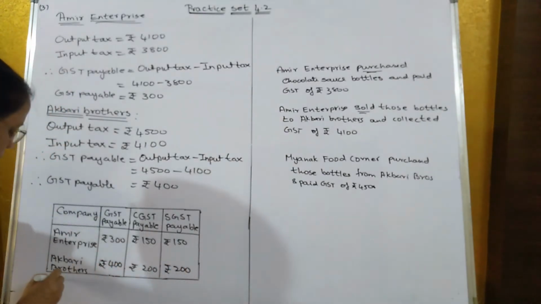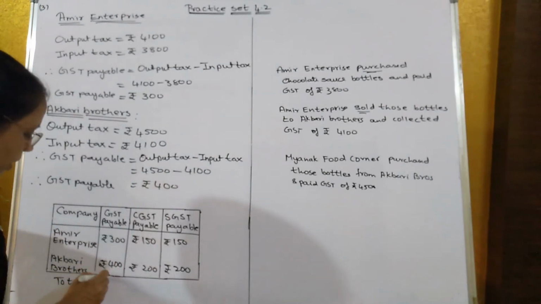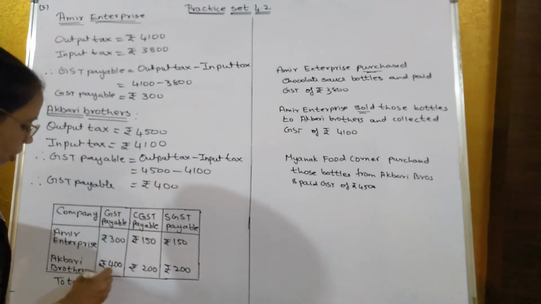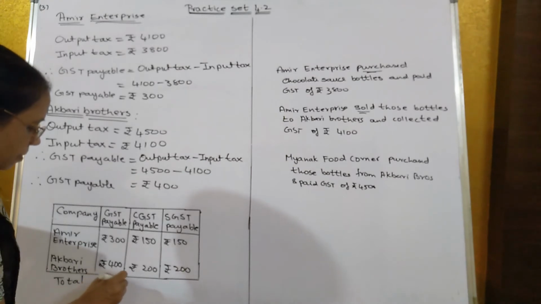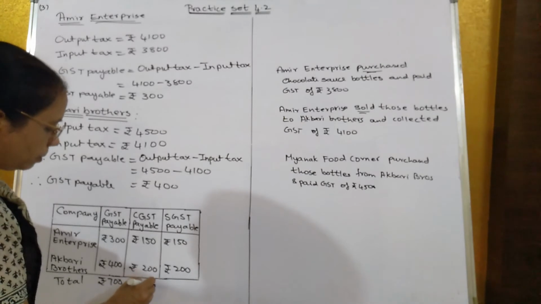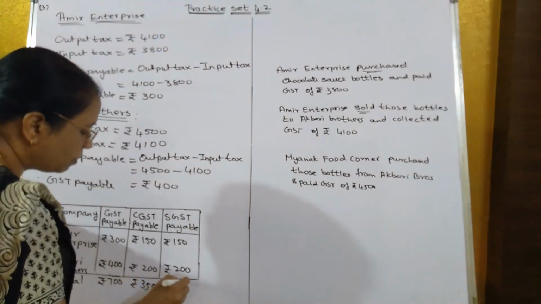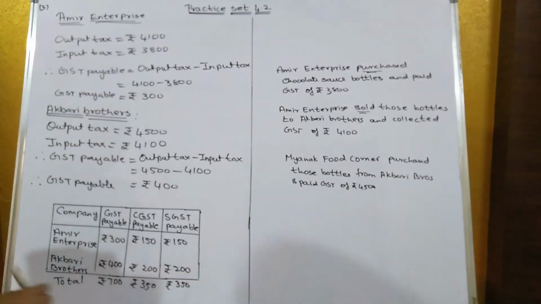So what will be the total? Total of this will be equal to how much? GST payable is equal to how much? Rupees 700, and half of this it will go to which one? CGST 350, and here also total 350 will go to SGST.